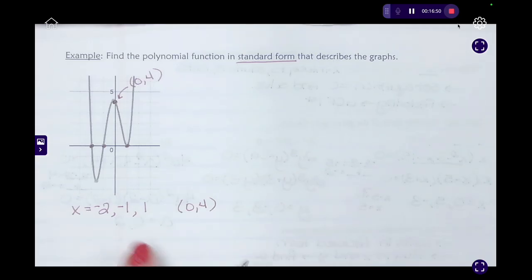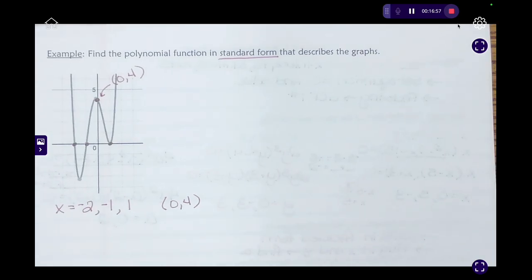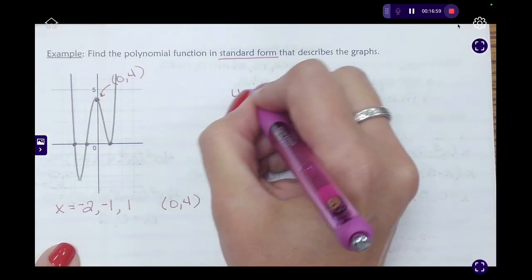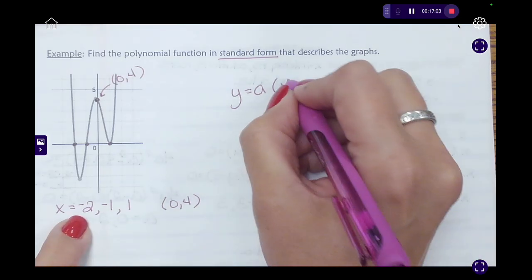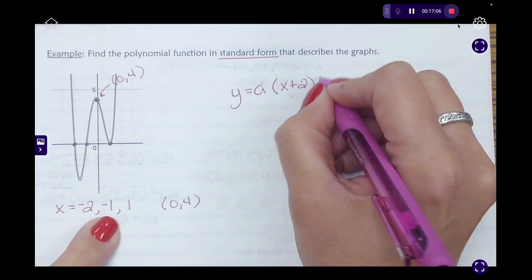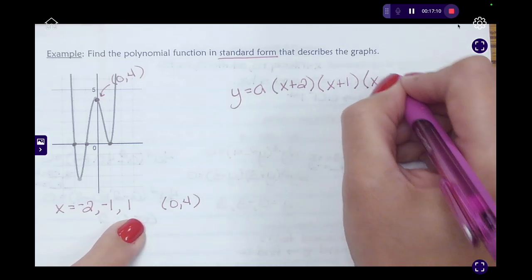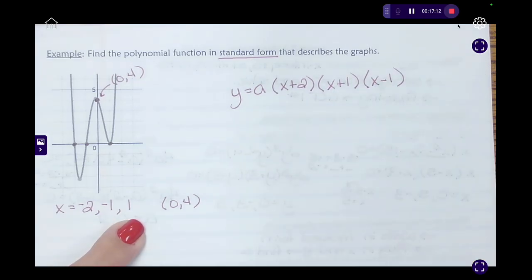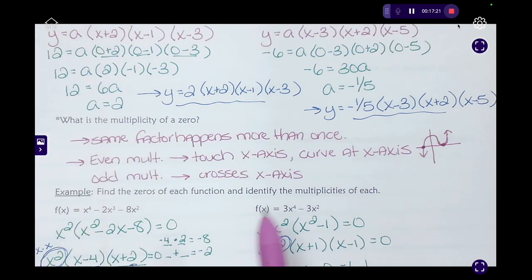Okay, so I have my x-intercepts, I have my y-intercept, so now I can go ahead and write it in factored form. The one thing you're going to have to be careful about here, so I'm going to write it up here. When I'm writing it in factored form, so remember this is going to be x plus 2, this would be x plus 1, this would be x minus 1, because I want the opposite of that. The thing you have to be careful about, remember when we talked about the multiplicity? That means it's going to repeat.